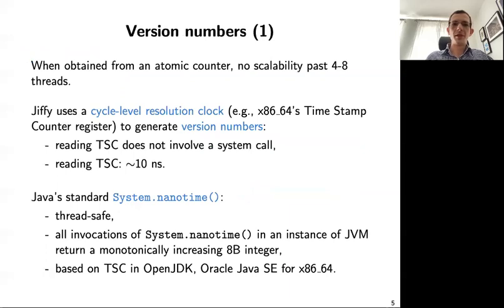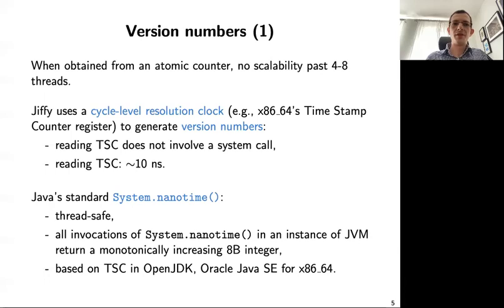In a concurrent environment, the easiest way to generate version numbers is by using an atomic counter. However, this approach does not scale past few concurrent threads because the counter becomes the point of contention. Therefore, in Jiffy, we use a different approach. To generate version numbers in Jiffy, we rely on a cycle-level resolution clock, which, for example, on x86-64 is provided by the timestamp counter register.